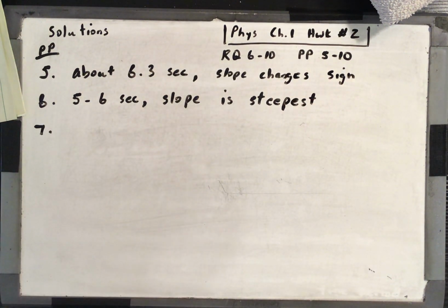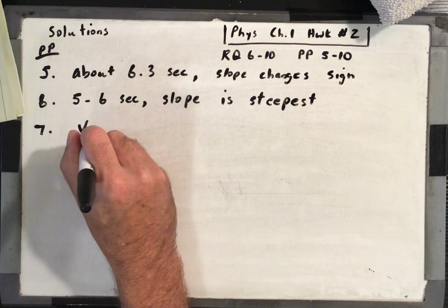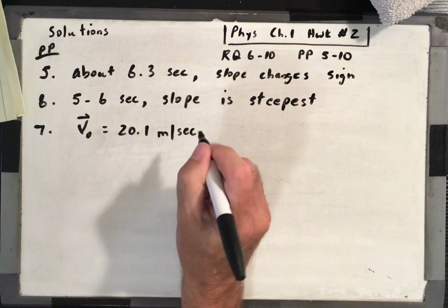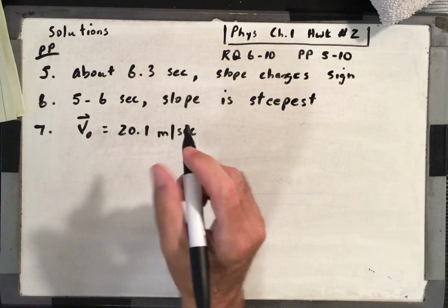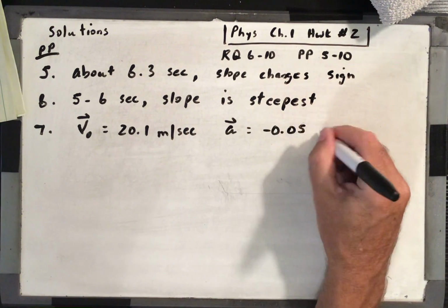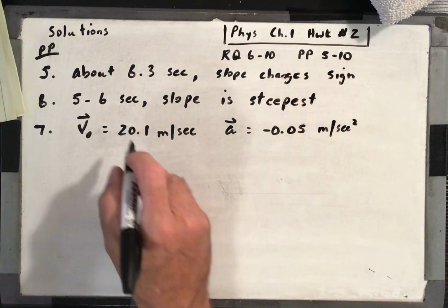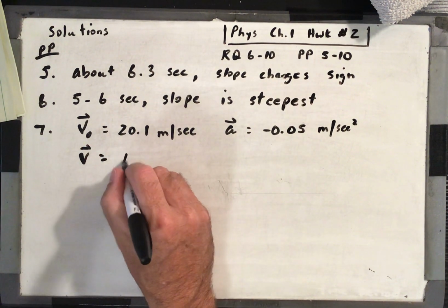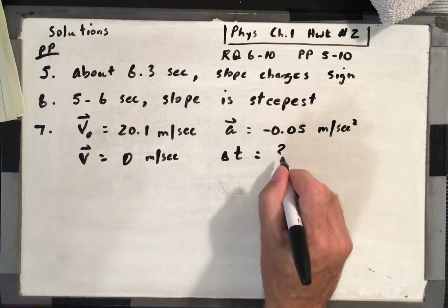Okay, number 7 says a train is traveling with an initial velocity of 20.1 meters per second. So let's just write this down. Initial velocity, 20.1 meters per second. The brakes can apply a maximum acceleration of negative 0.05 meters per second squared. How long will it take the train to stop? So we know the final velocity is stop. So that would be 0 meters per second. And what we're trying to figure out is the time, how long.